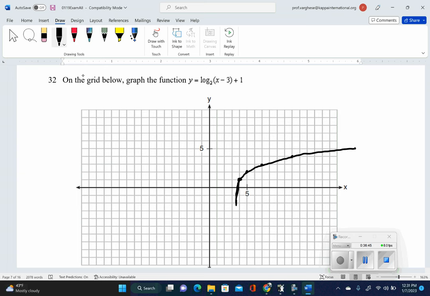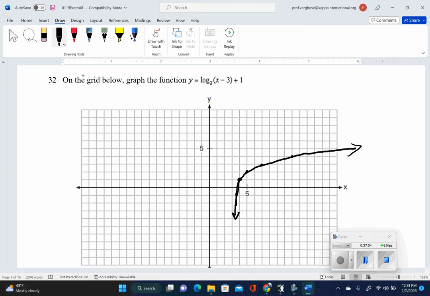All right, so now what you want to do is draw an arrow there and an arrow here. So it looks like it's going to go somewhere right here. It's going to keep going down, getting closer to this number, but not crossing. So it's going to look something like that. That right there would give me full points, right? So I've graphed as many points as I possibly can.